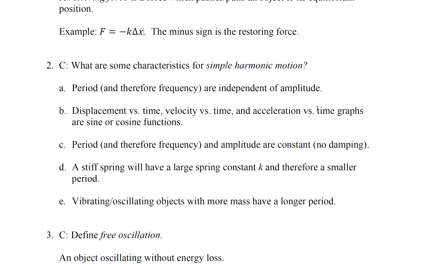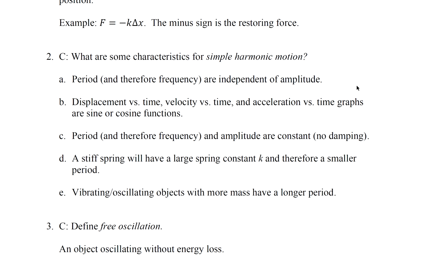Question 2. What are some characteristics for simple harmonic motion? Period and frequency are both independent of amplitude. Displacement versus time, velocity versus time, and acceleration versus time graphs are sine or cosine functions. Period, and therefore frequency and amplitude, are constant, meaning no damping. A stiff spring will have a large spring constant K and therefore a smaller period. Vibrating or oscillating objects with more mass have a longer period.